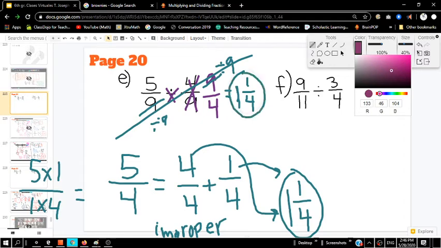If I were to draw that out, I could show you that. I'll draw that out. If we have, for example, 5/4, we have this fraction right here.